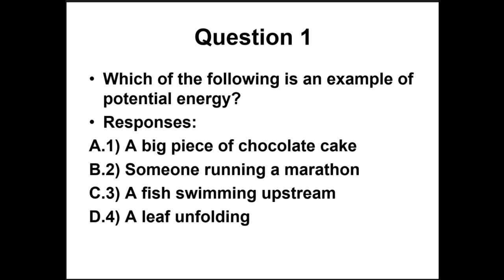Question 1. Which of the following is an example of potential energy? Is it a big piece of chocolate cake, someone running a marathon, a fish swimming upstream, or a leaf unfolding? Choose the correct answer.